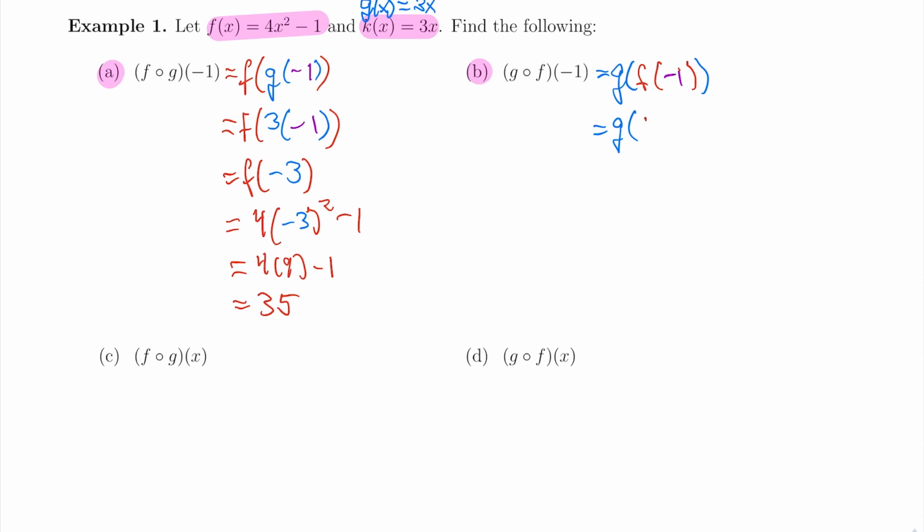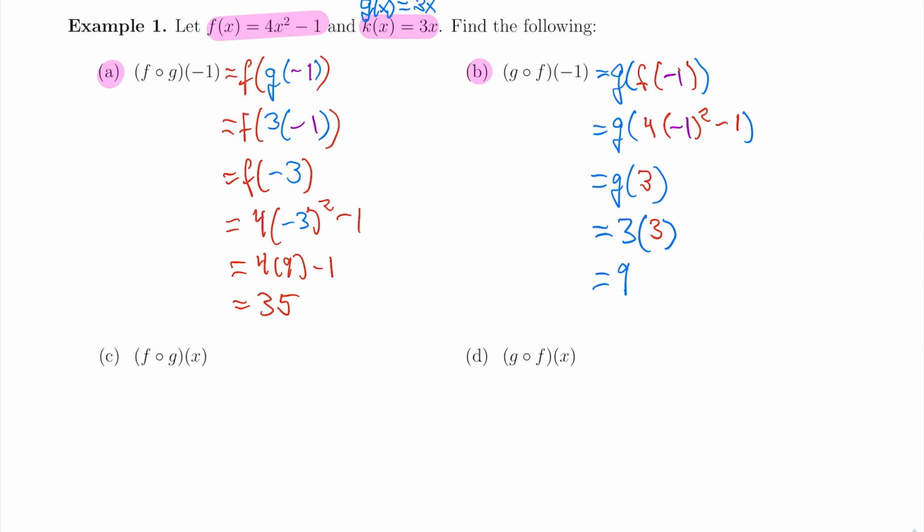So for f, we get 4 times our input, -1, squared, minus 1. Now we do the math on the inside: -1 squared is 1, 4 times 1 is 4, minus 1 is 3. And now we apply that 3 to our second function g. So we get 3 times, that's the 3 from our function g, multiplied with the 3, our output from function f, and that ends up as 9.